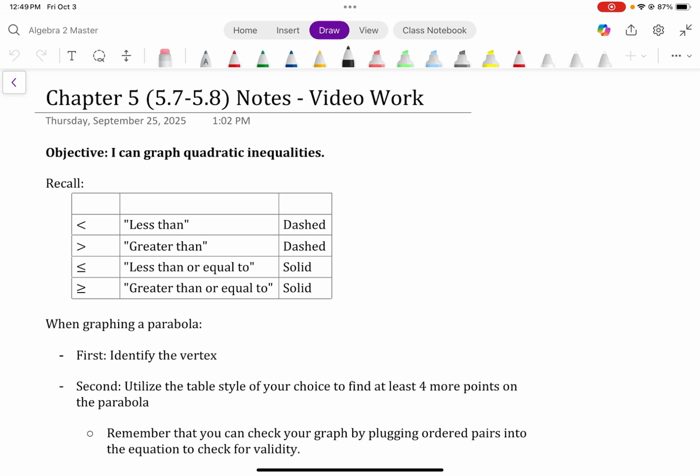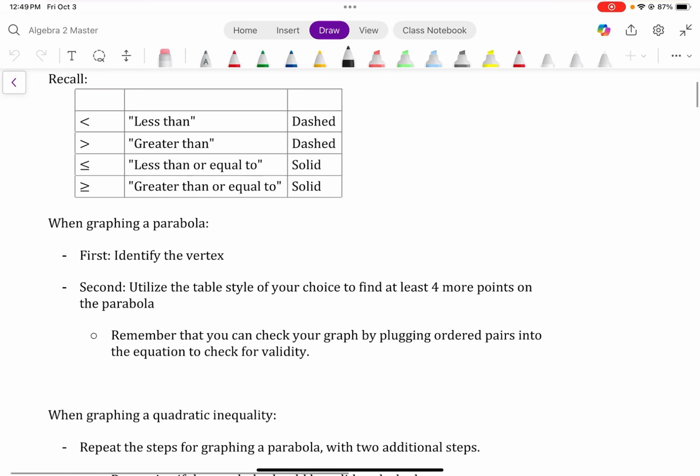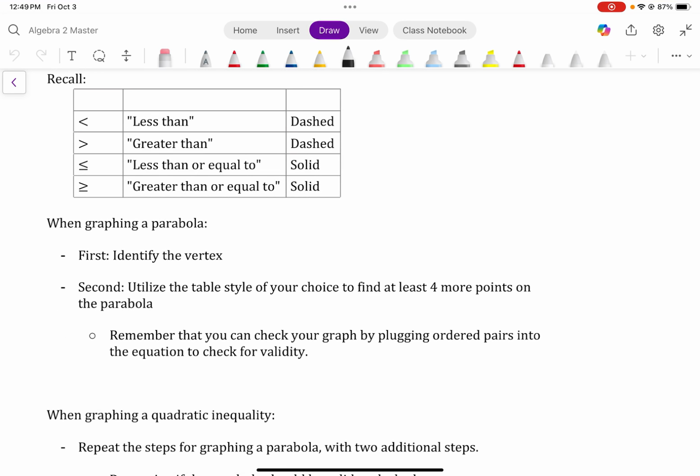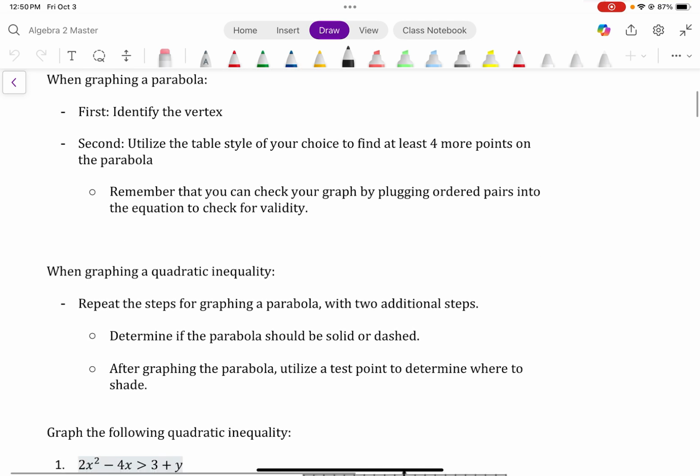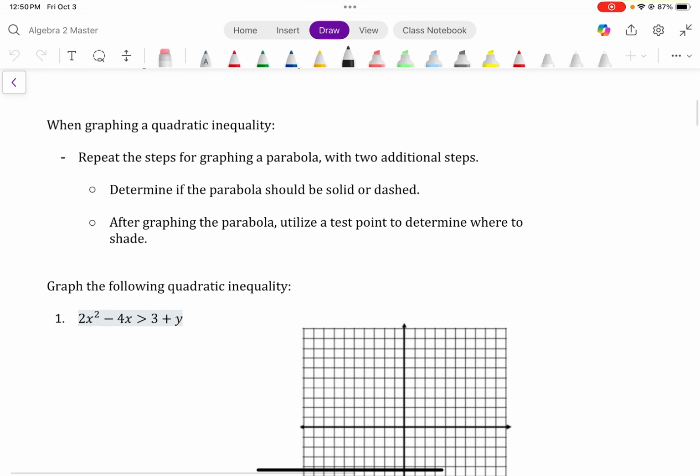You have to know the difference between less than or greater than, otherwise you're going to end up with an answer that is the exact opposite of what it's supposed to be. So first, remember when we graph parabolas with equations, we found the vertex and then utilized whatever table style we wanted, whether it was an XY, AY table or just a traditional XY, plug in X, see what Y equals, to find 4 more points at least, and then put them all on the graph to get our parabola. We can always check our answers by taking the ordered pairs from our graph, plugging into the equation to see if it worked. Those ideas still work now that we have an inequality, but now we have 2 extra steps.